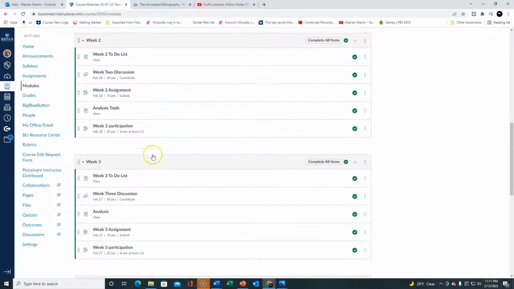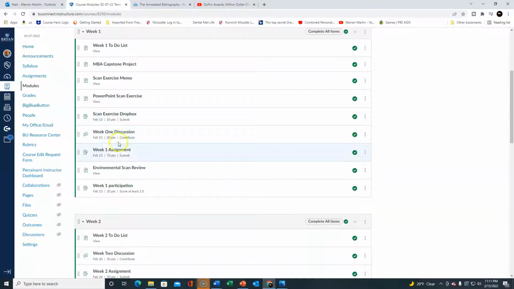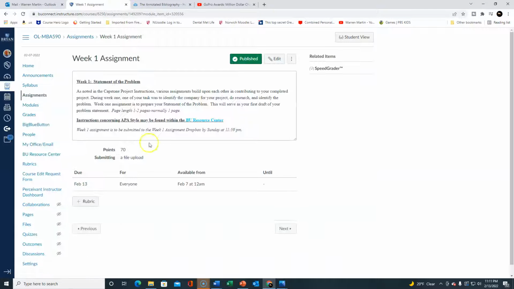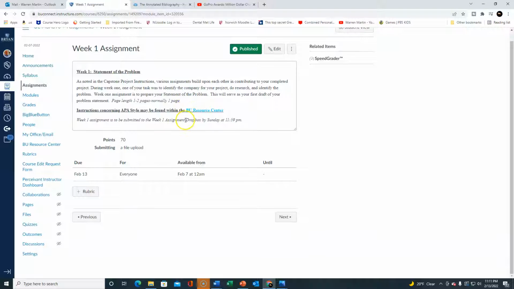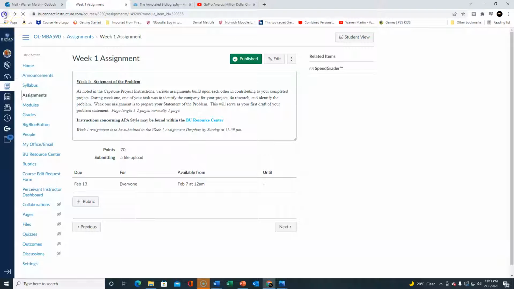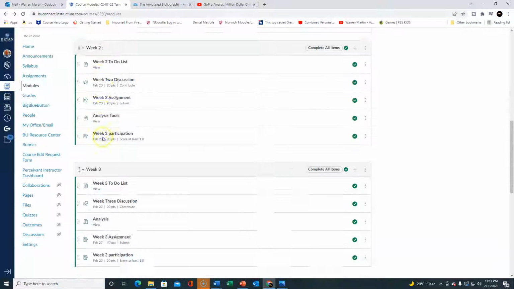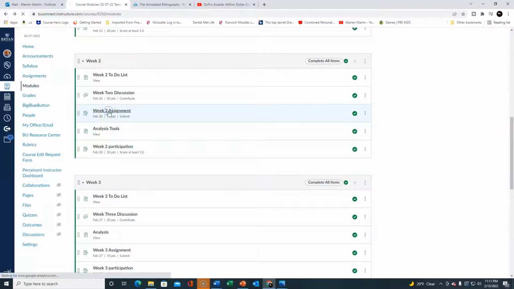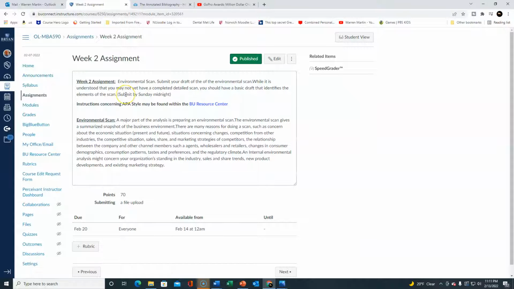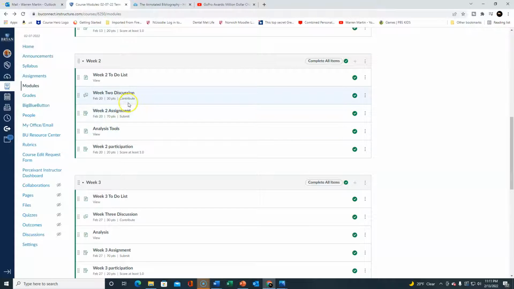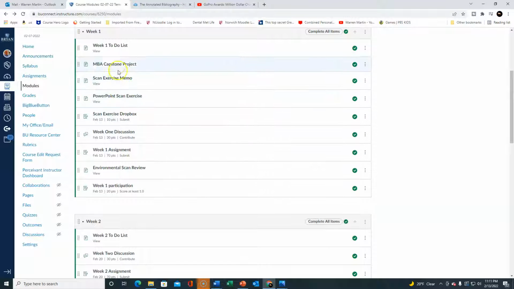But as we get into week two, the week one assignment was basically to begin your capstone project with the statement of the problem. So week two, you just continue and add the second part. When you look in your instructions, it has it all in there for you.